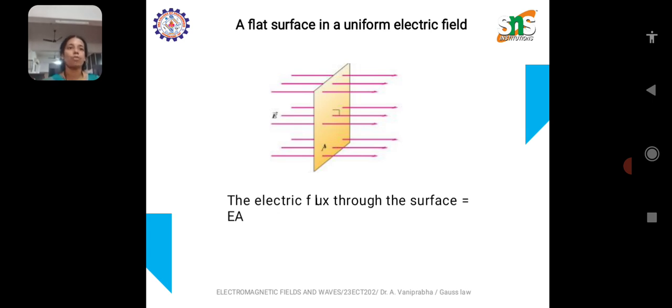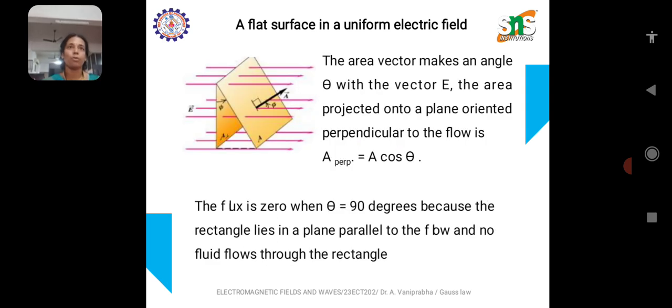A flat surface in a uniform electric field: a flat surface like a panel, a rectangular box or a rectangular sheet. The electric flux through the surface is equal to the field times the area of the entire surface. When the area vector makes an angle phi with the vector E, the area projected onto the plane oriented perpendicular to the flow is A cos phi. If the angle is equal to 90 degrees, then the flux will be 0. Why? Because the rectangle lies in a plane parallel to the flow and no fluid flows through the rectangle.